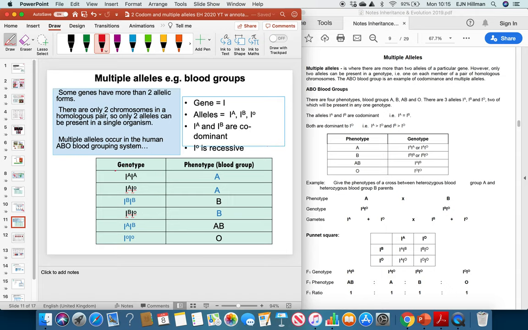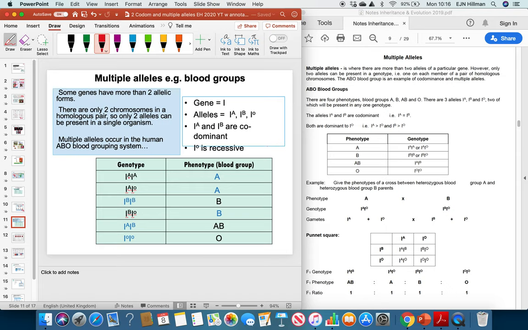So we've looked at this one already. It's important to know that alleles IA and IB are codominant. However, allele IO is recessive to both of those. So IA and IB are codominant, and IO is recessive to both of those alleles.